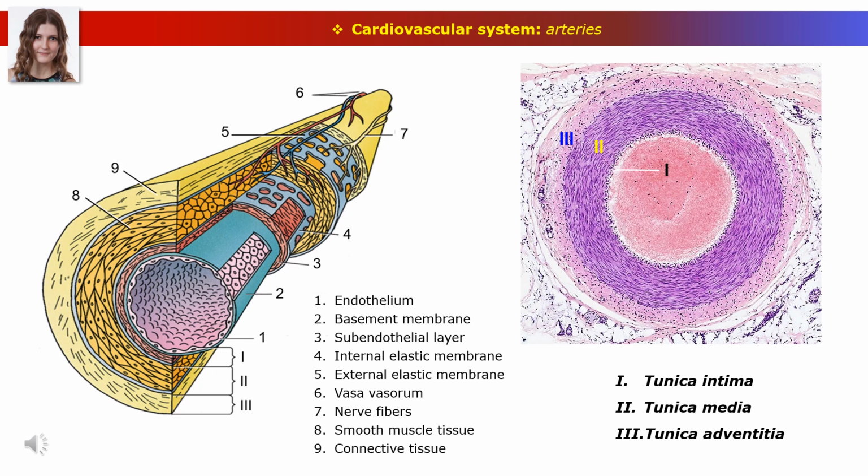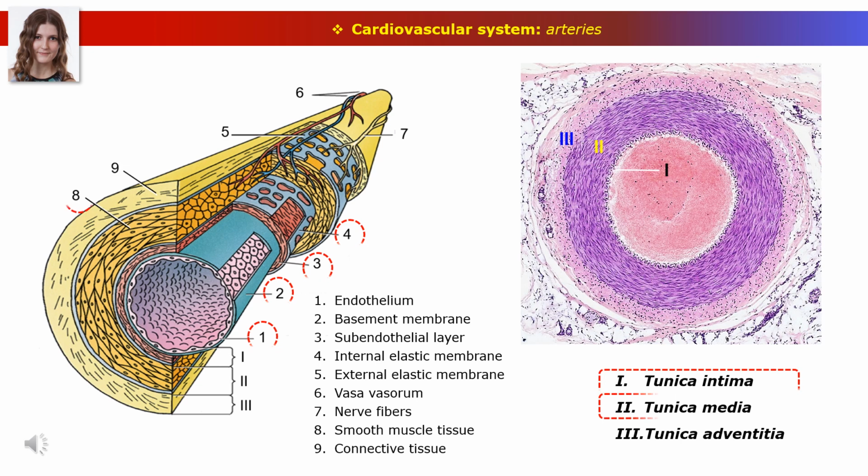Transport of blood from the heart begins with the arteries. In cross-sections, the arteries almost always have a regular round shape with a wavy inner edge and a gaping lumen. Three tunics are clearly visible in the wall. The tunica intima is lined with endothelium, followed by a subendothelial layer and an internal elastic membrane.